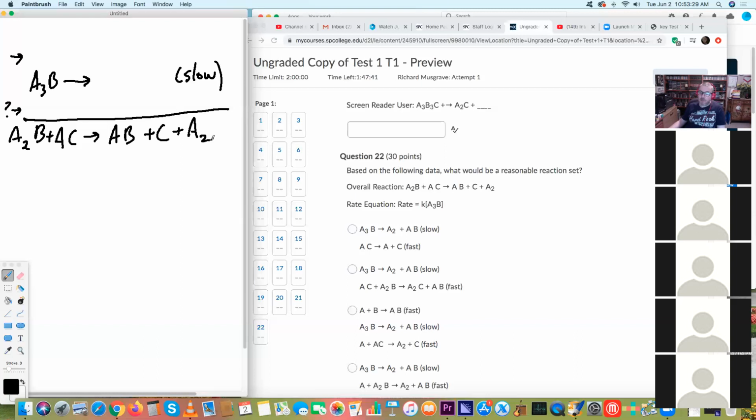Is that fair enough? Why is the second step the slow step? Because you see how this is A3B and that A3B is not a reactant here? So the logic goes like this. If A3B isn't a reactant, it had to come from somewhere. I'll say that again. If A3B isn't a reactant, it had to come from somewhere. Where did it come from? Well, it came from these reactants, which means it had to be formed in a previous step.